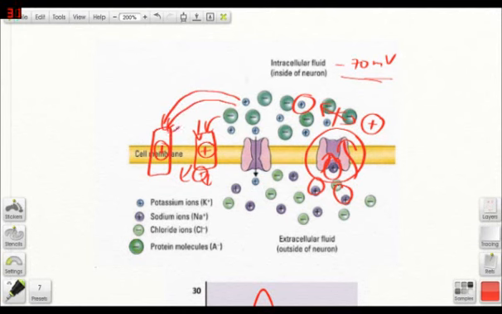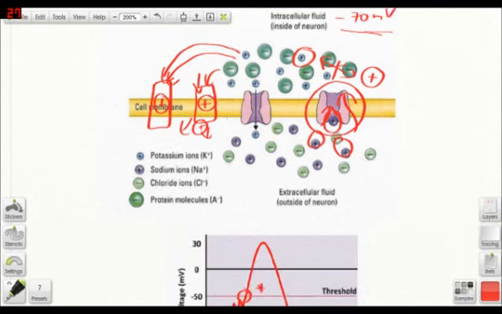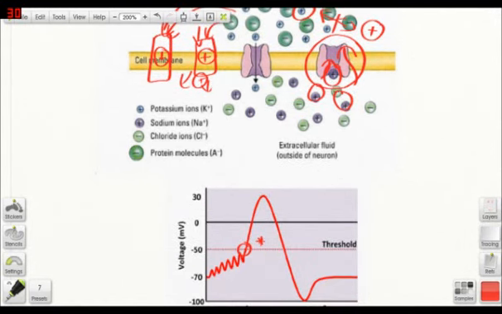So this continues to occur until a voltage of about positive 30 is achieved. And when this voltage is achieved, these sodium channels that are allowing sodium to go in close. So all the sodium that used to be entering is not allowed to enter anymore. But these two channels, they stay open. They keep pumping the potassium out, which means now there's going to be a very, very steep decline in the charge inside the membrane.